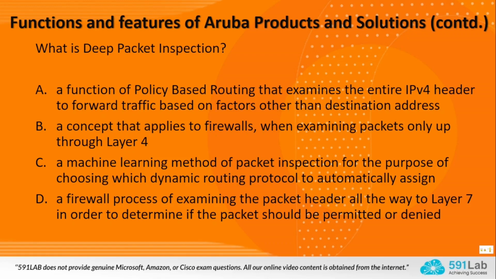So C is wrong. Option D, a firewall process of examining the packet header all the way to layer 7 in order to determine if the packet should be permitted or denied. Yes, that is correct, because it will inspect up to layer 7. So it will check all the way to layer 7. So option D is correct.